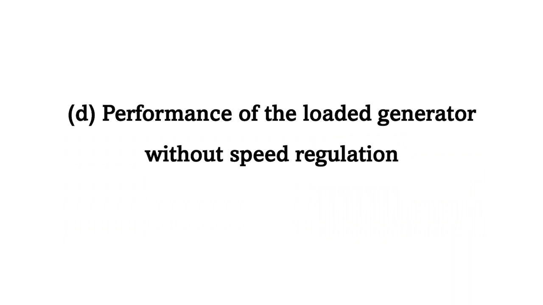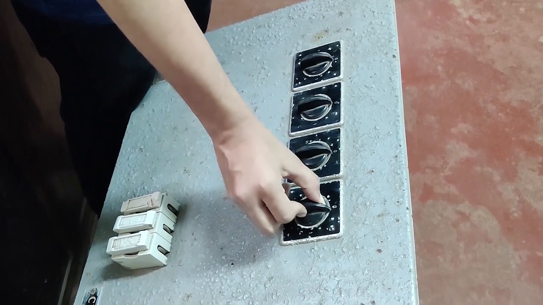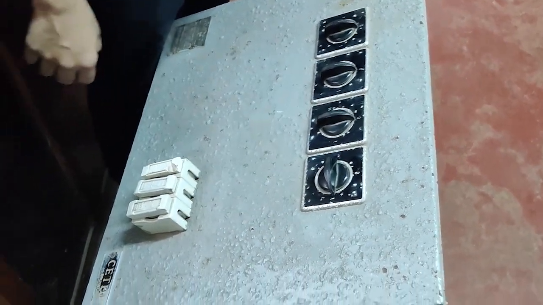Then we'll move to part D, performance of the loaded generator without speed regulation. Here also, we are going to observe the variation of voltage and current of the machine without keeping the speed constant. For this part, the circuit is same as before. Now, we increase the load resistance in one step.